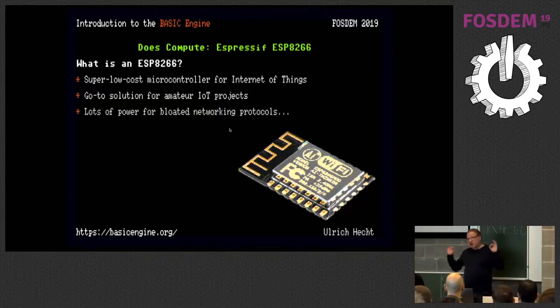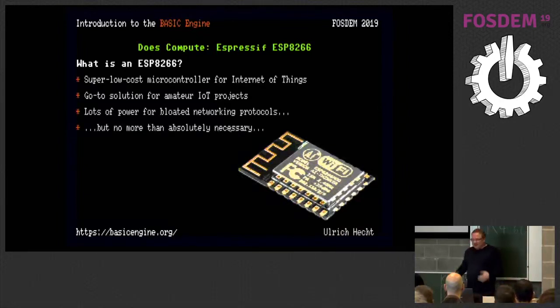It has lots of power for all this bloated networking stuff. You need to do all the cryptography and the bloated file formats and all that stuff. But that's just mandatory. You cannot get around that. So it needs to be able to do that, but not much more than that, because once you are connected to the internet, what do you do? You read a sensor, read the temperature, you switch the lights on and off.